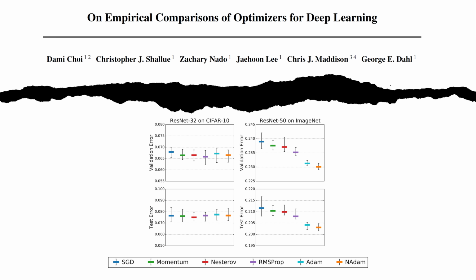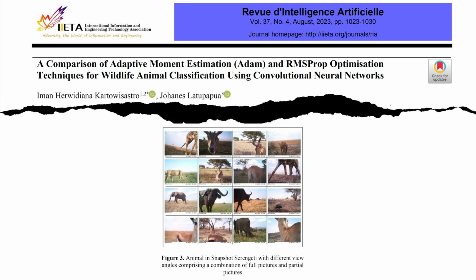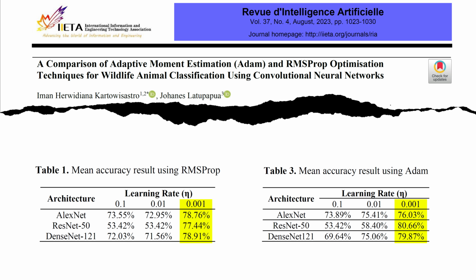These are the results from the second paper with the ResNet 32 and ResNet 50 architecture with the CIFAR-10 dataset. This paper, which performed image classification on wildlife animals to compare the Adam and RMSprop optimizers, once again has similar results to what we've seen so far. The mean accuracy of 2 of the 3 models at a learning rate of 0.001 was higher with Adam.